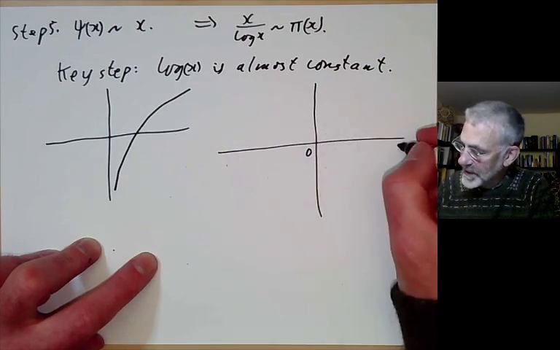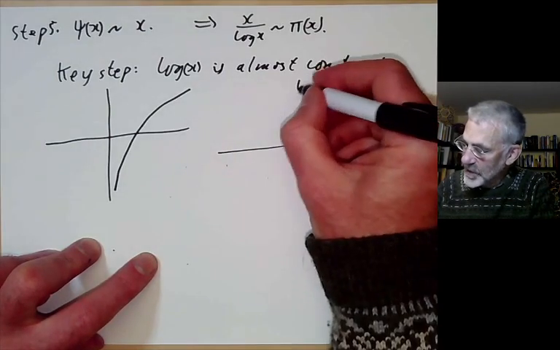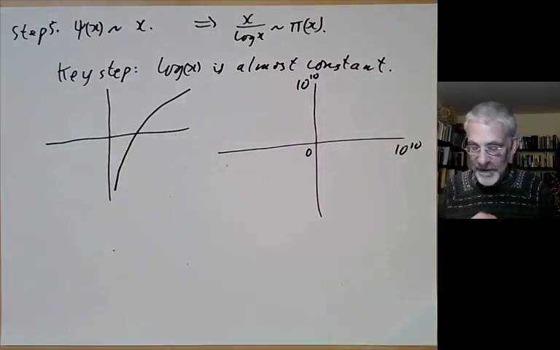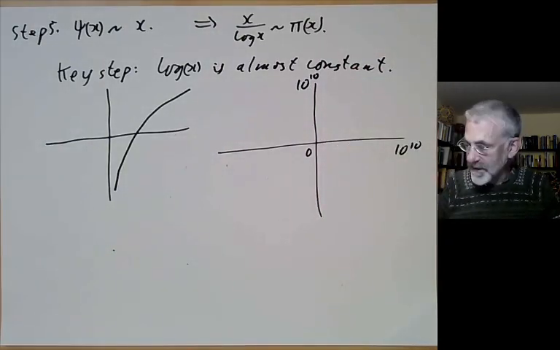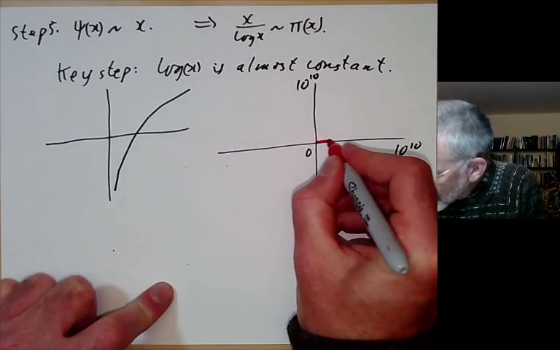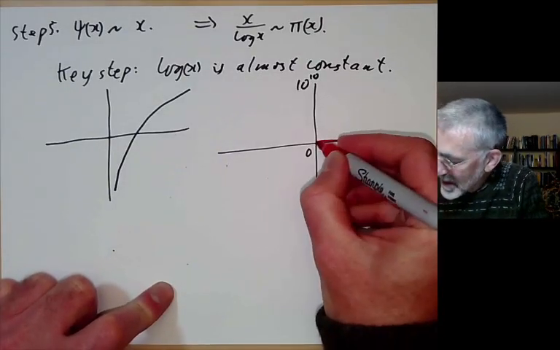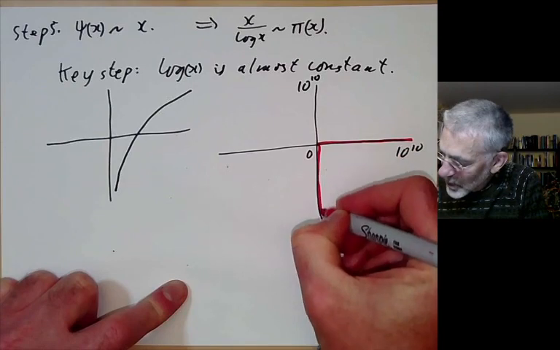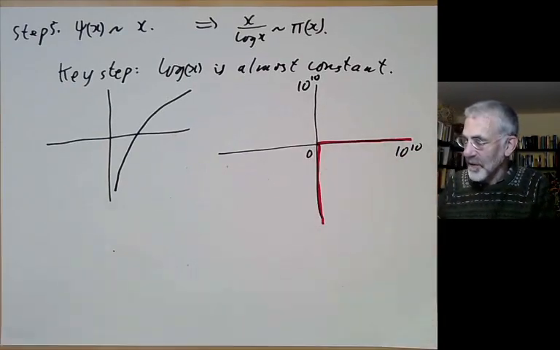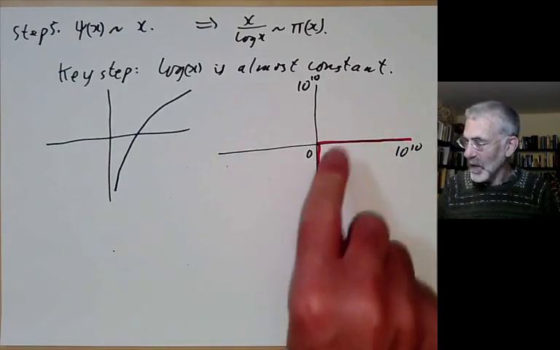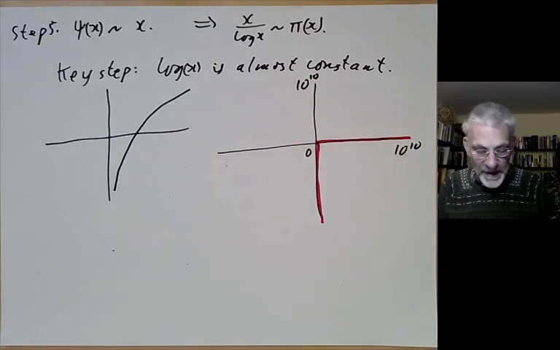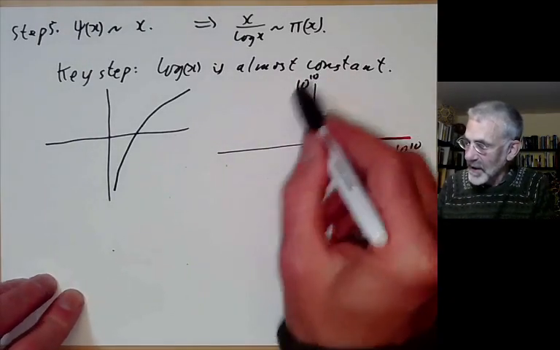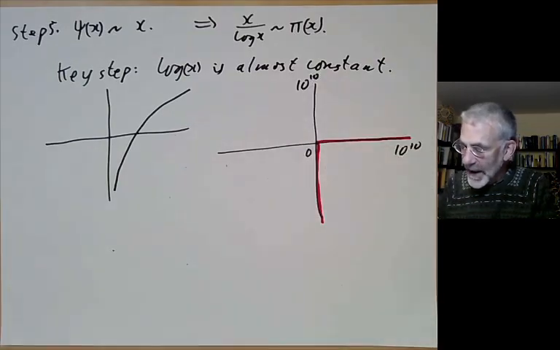So here's 0 and here's 10 to the 10, and here's 0 and here's 10 to the 10. So what does the graph of log of x look like? Well, it looks like this. It's indistinguishable from the x-axis, and it's indistinguishable from the negative y-axis there, so it's got a very sharp bend in it. Well, that said that log of x is approximately 0, so I want to focus in a little bit more on it. So let's expand the scale of the y-axis a bit.